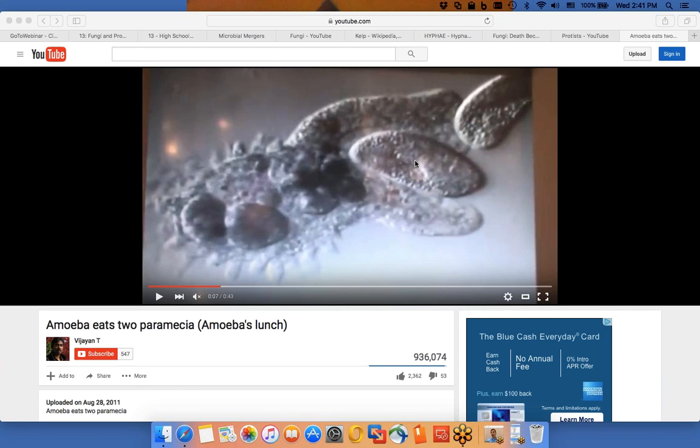The amoeba also can eat bacteria. Bacteria would be a lot smaller. So the paramecia here are eukaryotic. Okay, so you see here the cell nucleus of the paramecia, and this is the amoeba here moving through. What is the amoeba doing here?